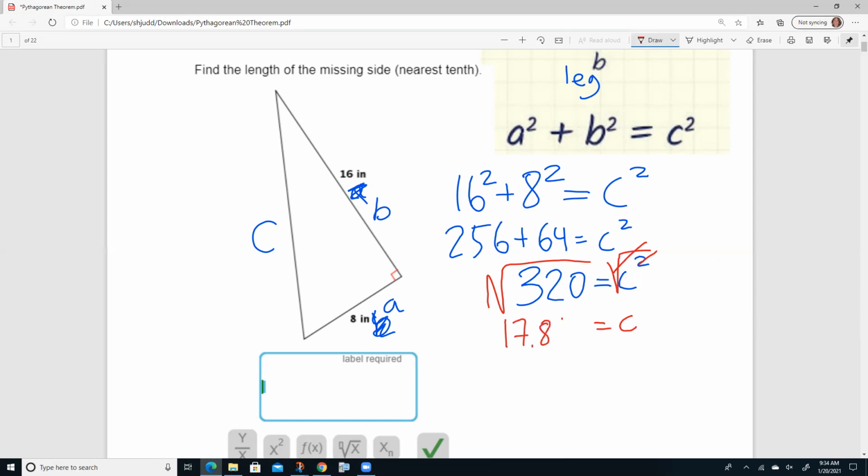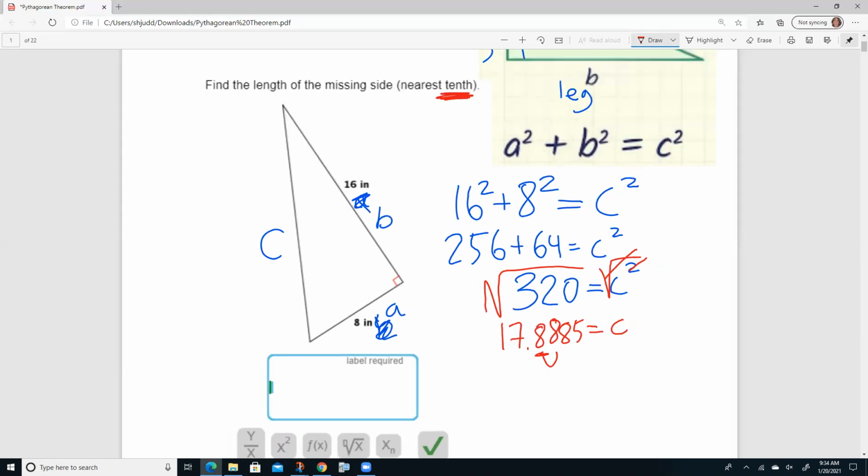17.8885 and so forth. We're rounding to the nearest tenth. That's one digit after the decimal place. So will the second 8 make the first 8 round up or stay the same? And it will make it round up. So 17.9 is going to be my final answer.